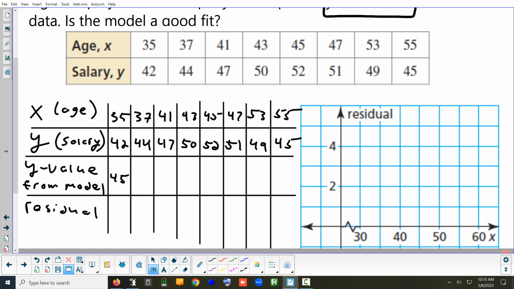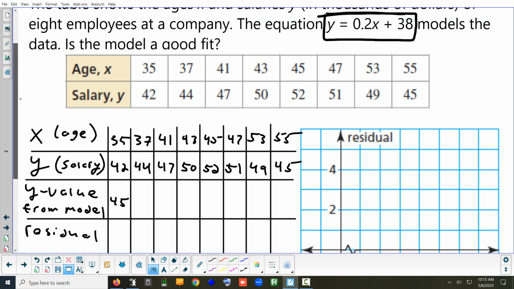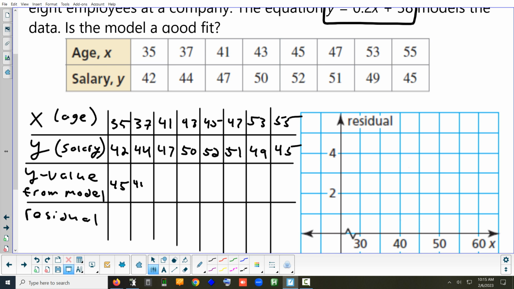That's our first one. Finn, what's the next X value I'm going to plug in? 37. Yep. See if I can do it all at once. 0.2 times 37 plus 38, and that's 45.4. Okay, that's why we needed a calculator. So 45.4.